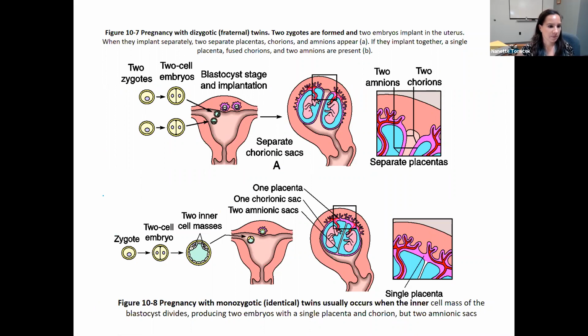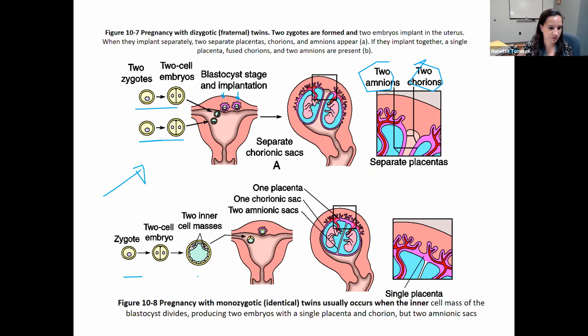So looking at the top part of this panel, panel A, this is going to be the dizygotic fraternal twins. Again, 2 eggs, 2 sperm, 2 zygotes, and they implant in 2 separate spots in the uterus, and they're going to get 2 amnions, 2 chorions. They get their own room, they get their own beds, they get their own space. Okay, so those are going to be very separate.